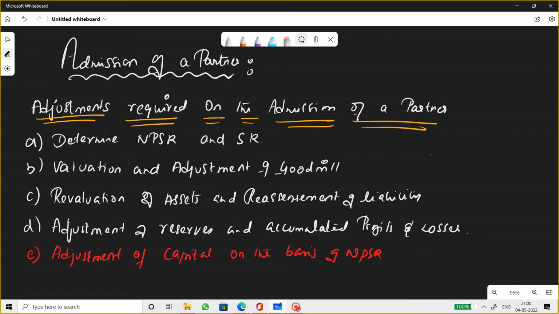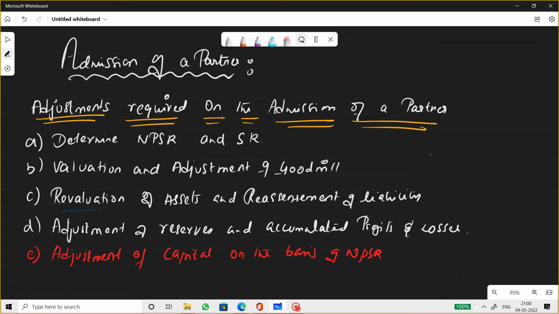The next one, valuation and adjustment of goodwill. One very important topic to be covered in admission. If you learn this clearly, the rest of the subheadings or subdivisions of admission will be very easy. Not just admission, even retirement and death also. So the second one is valuation and adjustments of goodwill.